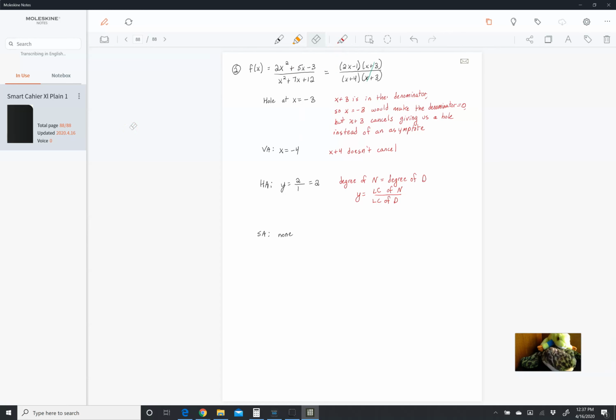So two reasons. The degree of the numerator is not 1 plus the degree of the denominator. And if there's a horizontal asymptote, there's no slant asymptote. It wouldn't be a function otherwise. Okay. And that's it. So you can identify all of these using that.